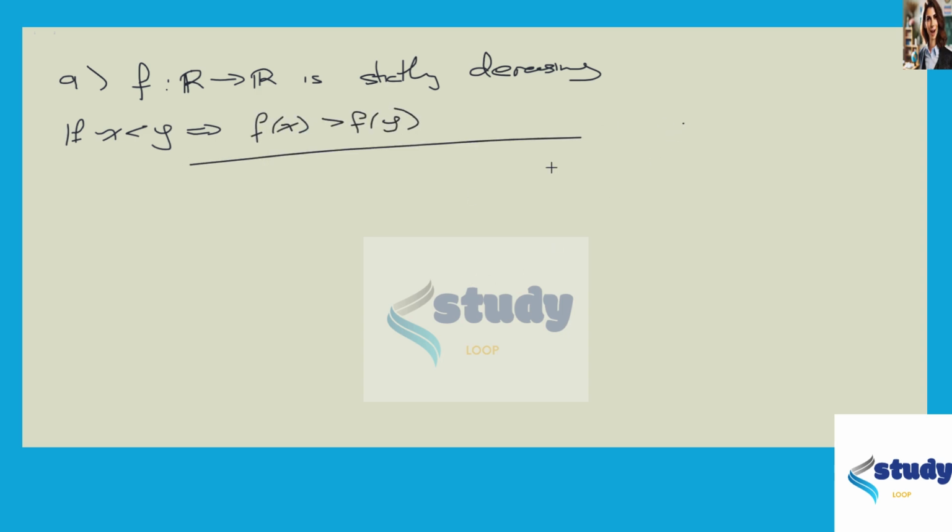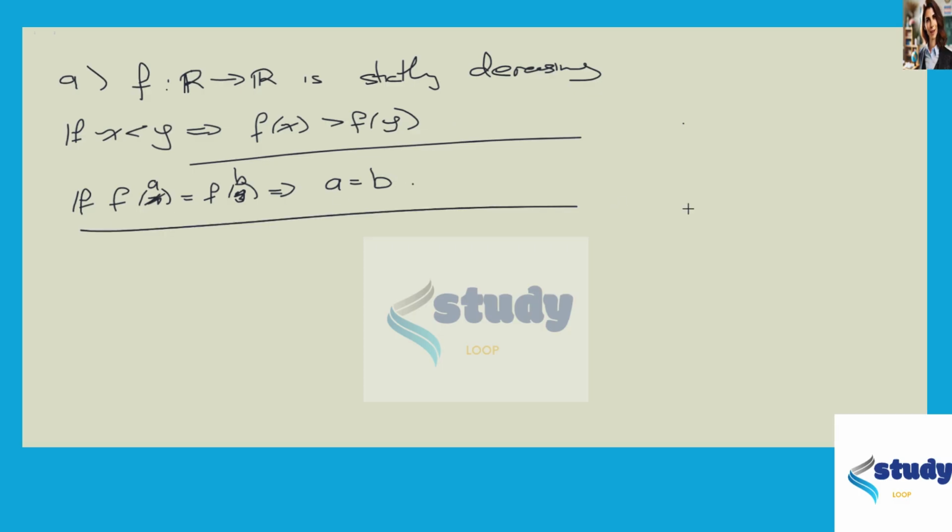Okay, so to prove it's one-to-one, we need to prove that if f of a is equal to f of b, then it implies that a is equal to b. Okay, so let f of a be equal to f of b.